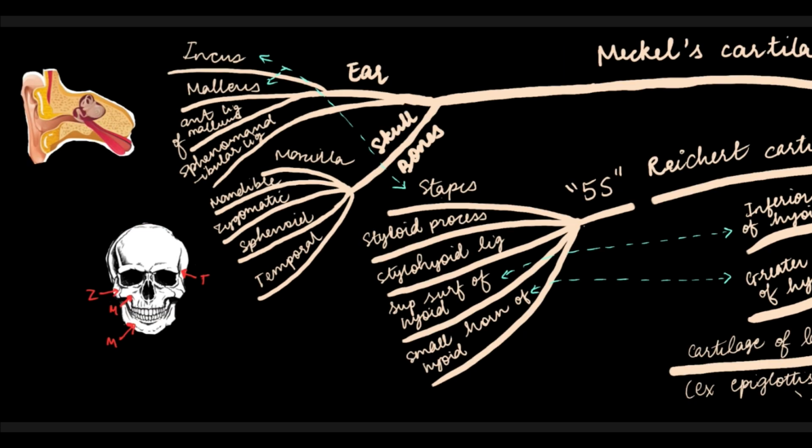The Meckel's cartilage gives rise to components of the ear, that is the incus, malleus, anterior ligament of malleus. It also gives rise to the sphenomandibular ligament. It gives rise to the skull bones like the maxilla, mandible, zygomatic bones, sphenoid bone and the temporal bones.